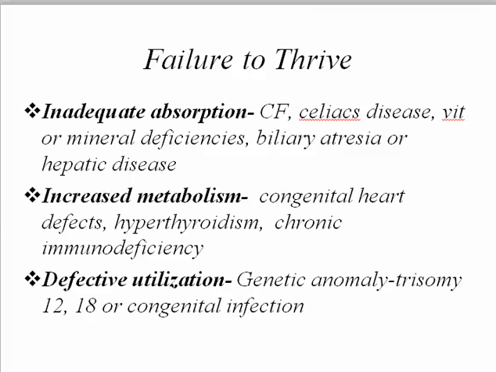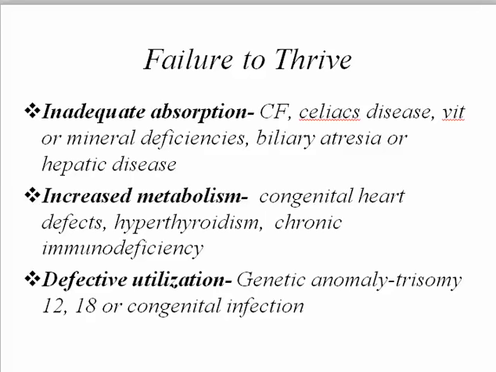Okay, so it's important that when a child comes in with failure to thrive, you want to rule out other diseases or other conditions that may result in failure to thrive. And on this slide, these are other things that can cause failure to thrive. So you want to rule out diseases or conditions such as cystic fibrosis, where they have inadequate absorption. There's celiac disease, or vitamin or mineral deficiencies, or biliary atresia, or hepatic disease. These all can be the reason why there is failure to thrive.